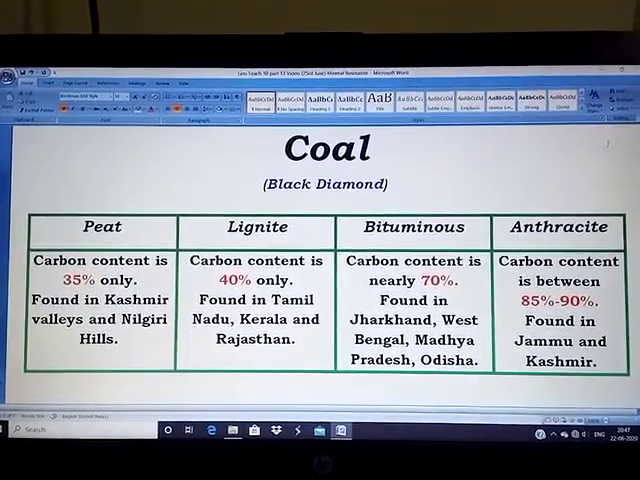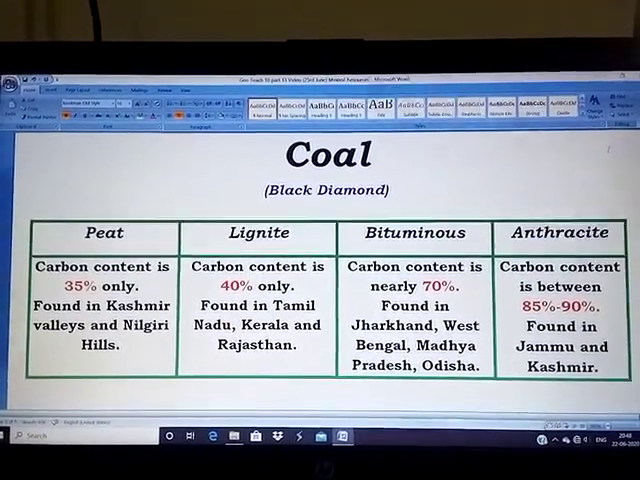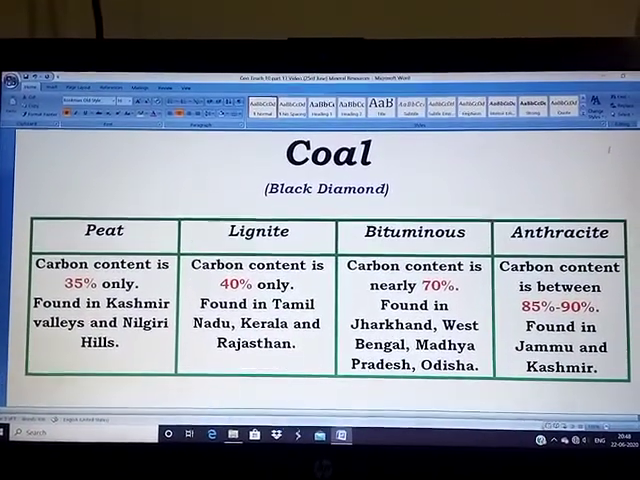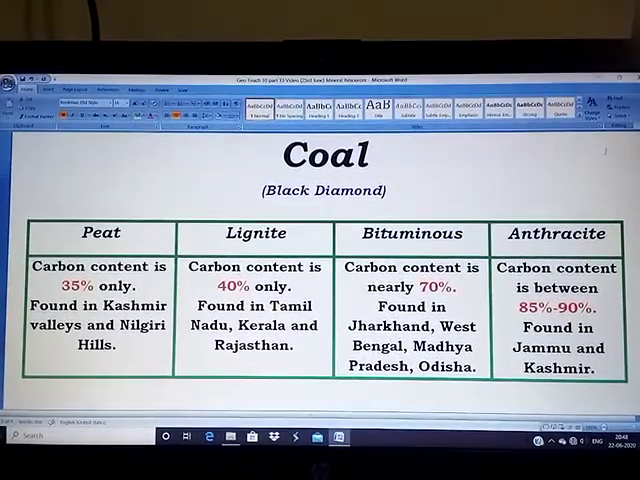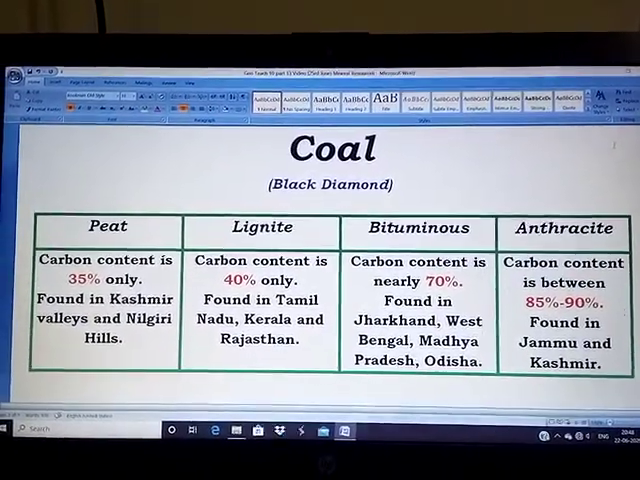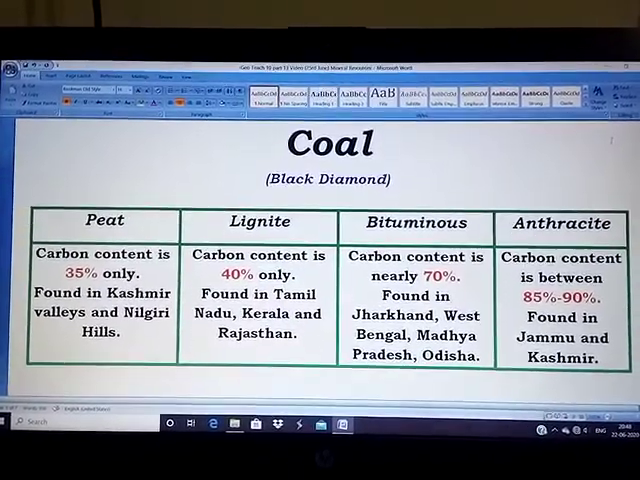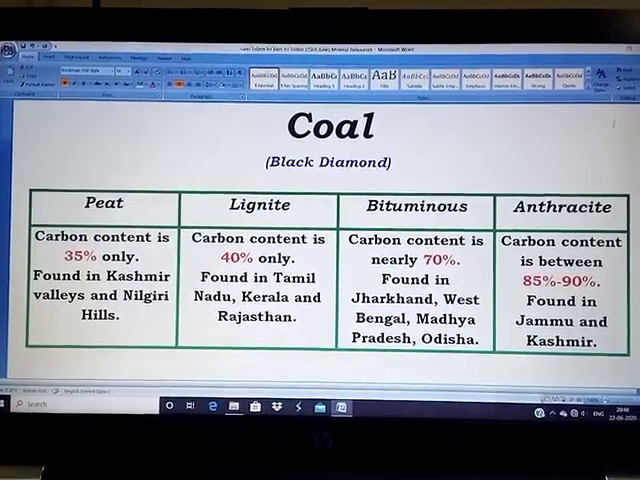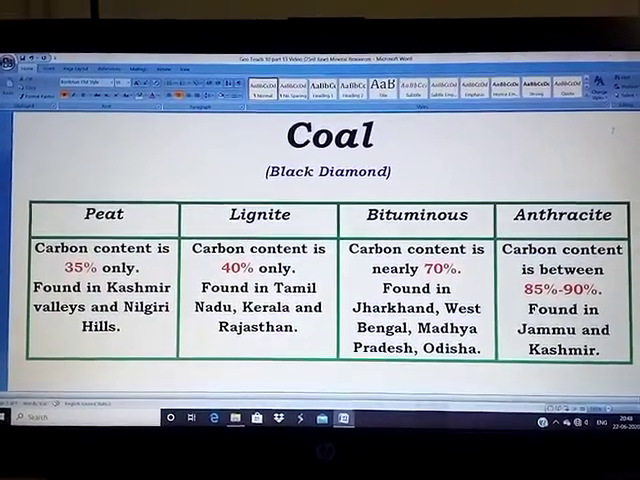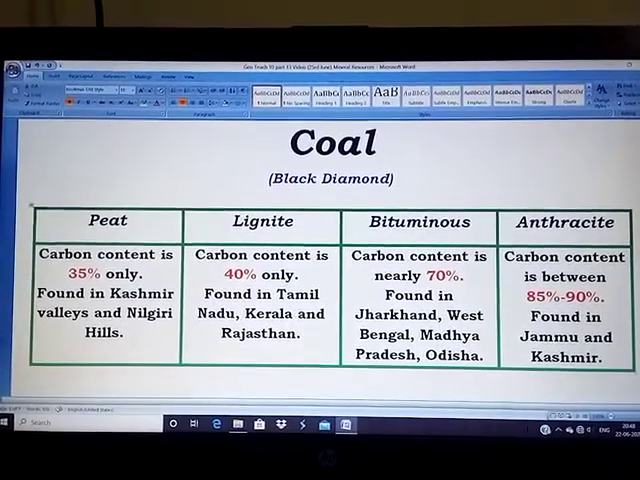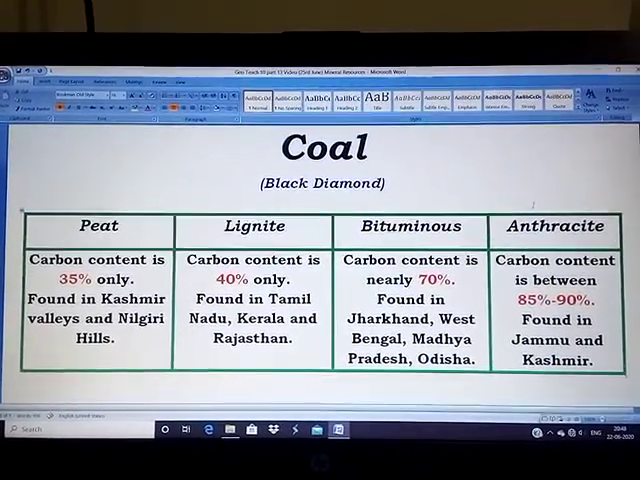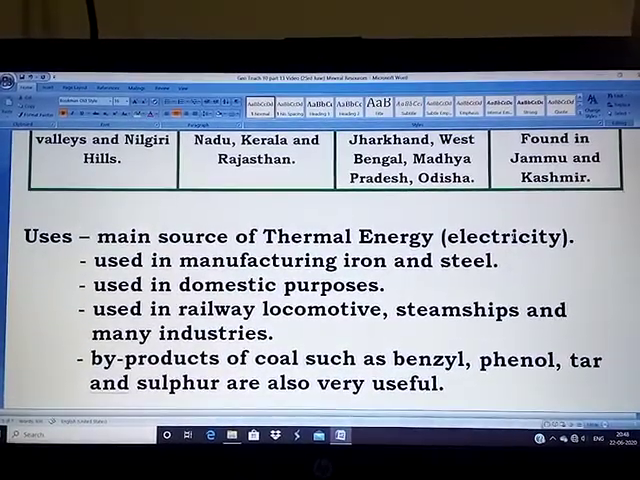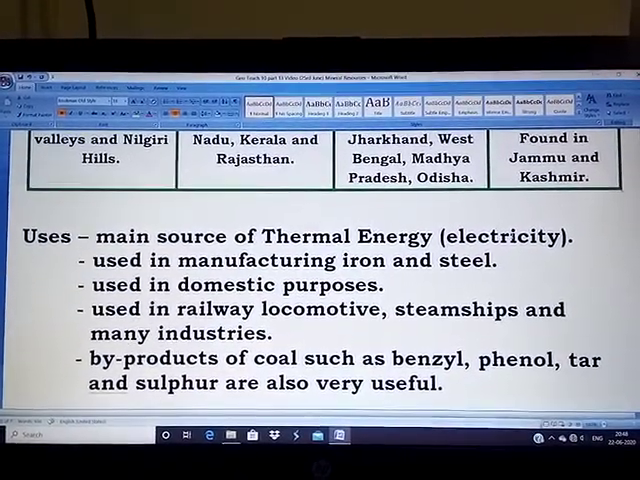Lignite is a little better, has 40% of the carbon content. It is found in Tamil Nadu, Kerala, and Rajasthan. Still better, the second best we can call it, the carbon content is 70%, is bituminous. It is found in Jharkhand, West Bengal, Madhya Pradesh, Odisha. And the best type of coal, which has 85 to 90% of carbon content, is found in Jammu and Kashmir. Some important uses of coal.